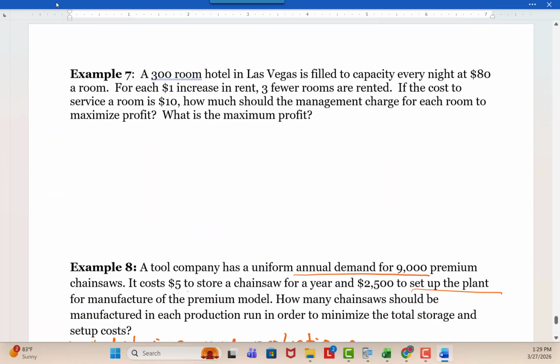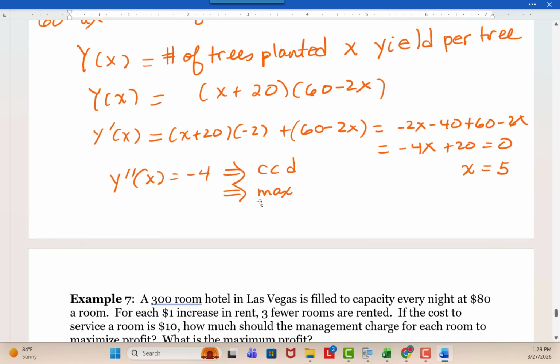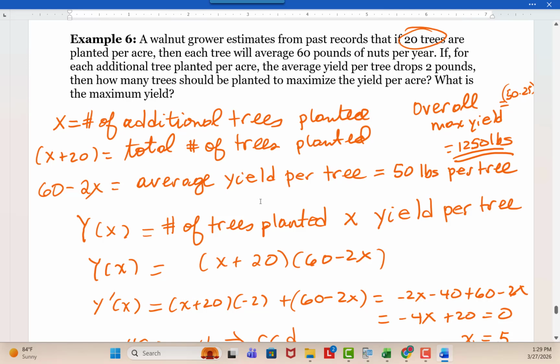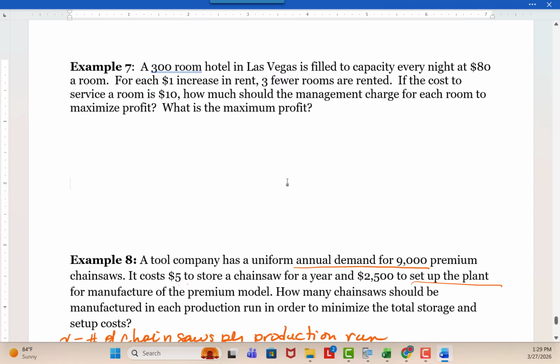All right, let's look at one of these problems where we are considering an increase in something. We saw a problem similar to this where we were looking at the number of trees that we plant. How many trees should we plant to maximize our yield, when we consider that the more trees we plant, the yield per tree is going to be reduced? So this is a similar problem.